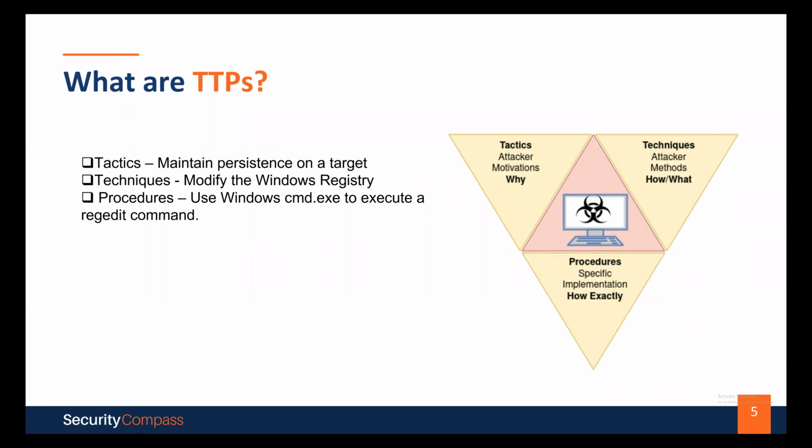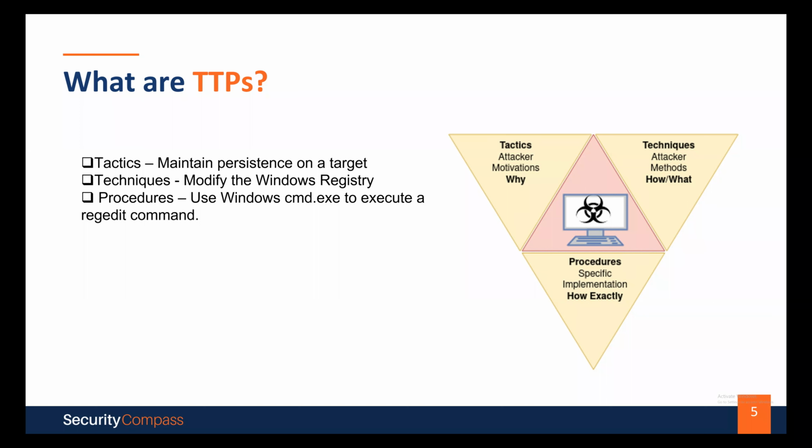Now let's discuss TTPs, tactics, techniques, and procedures. They are the who, what, when, where, why for an adversary or an attacker. So when we discuss tactics, we are looking at attacker motivations, why they want to attack the organization. And if we look at an example from a Windows environment, an attacker may want to gain persistence in your network. So that is their tactic for persistence.